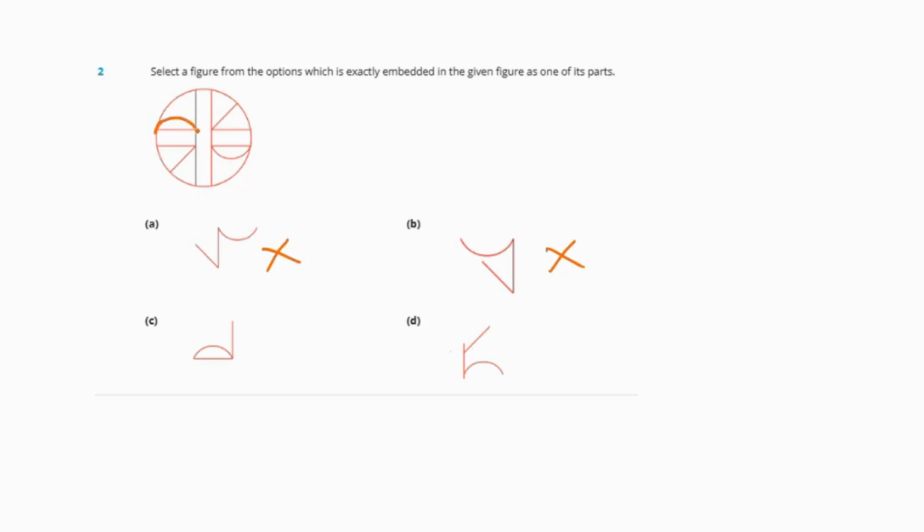Yes, here you can check. See here, this is one of the parts. This is embedded as a part. So option C is the correct answer. This one is also not a part. Option C can be embedded as one of the parts.